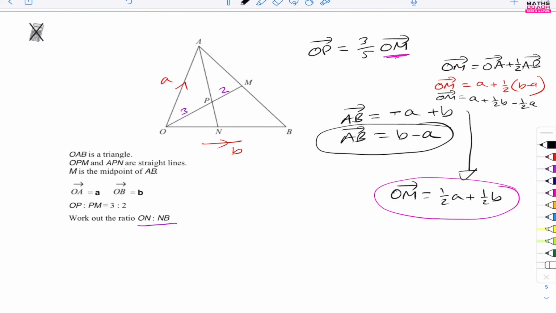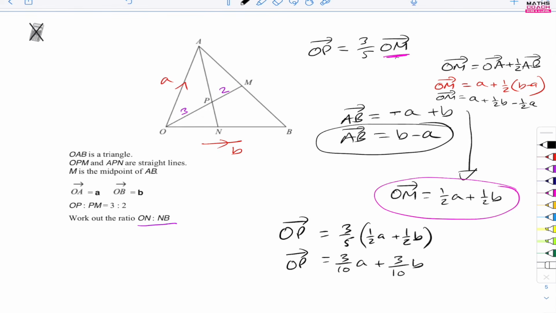So therefore, O to P is going to be equal to 3/5 of O to M, which is a half A plus a half B. And again, you can expand this out: 3 times 1 and 5 times 2 for that one, and likewise 3 times 1 and 5 times 2 for that one, giving us 3 over 10 A plus 3 over 10 B. And that is O to P. So that's one way that we can get from O to P.